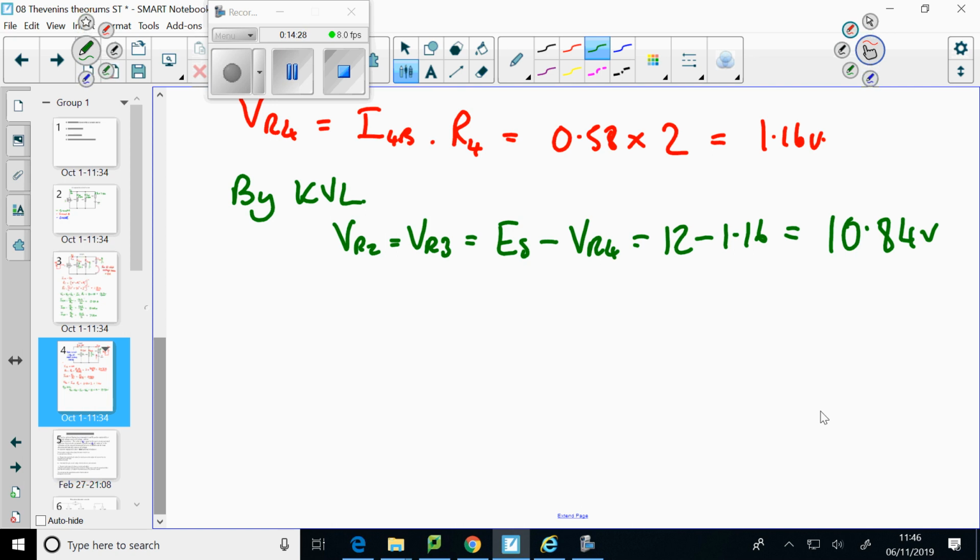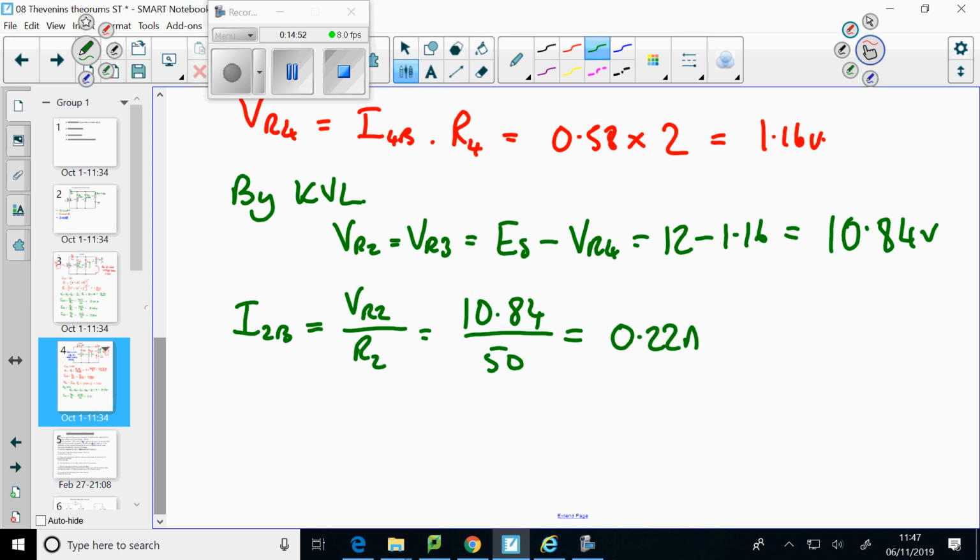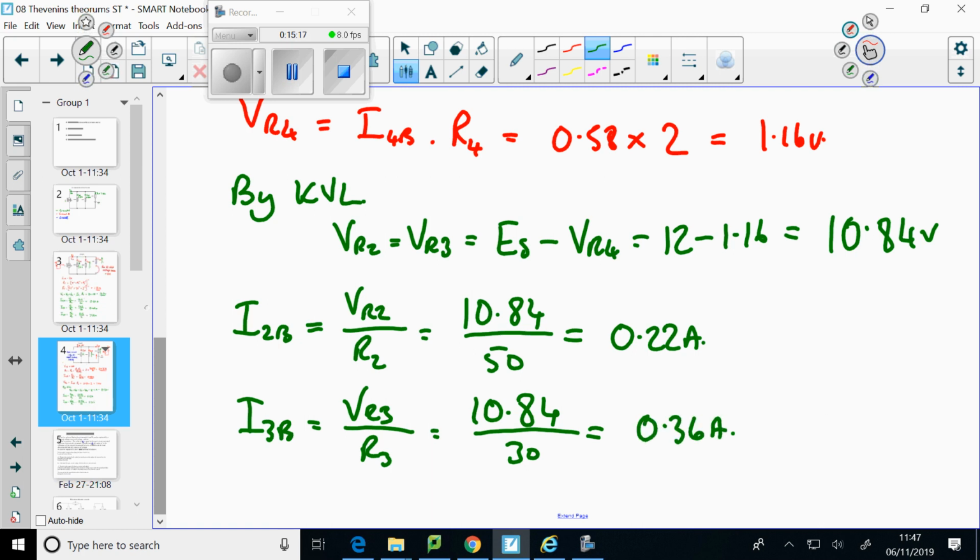And now on that, we can find I2B, which is equal to VR2 over R2, that's 10.84 over 50, 0.22 amps, and I3B is VR3 over R3, 10.84 over 30, 0.36 amps. So now we know all the currents for circuit B.